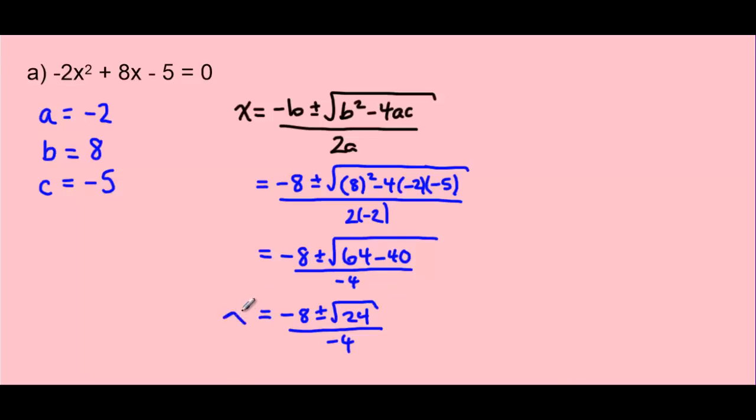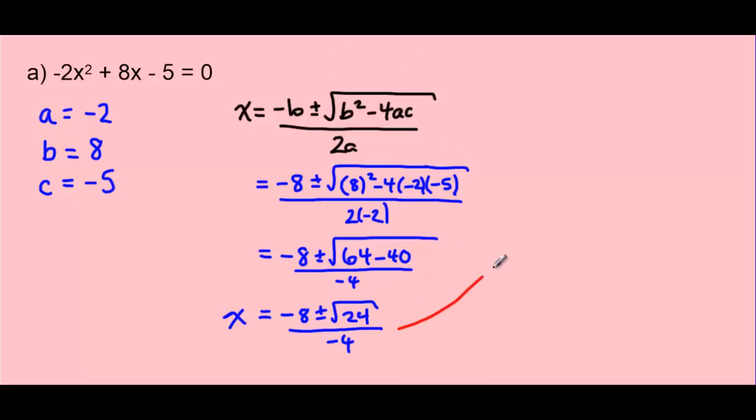x equals negative 8 plus or minus the square root of 24 all over negative 4. Now in grade 10 you would have left it like this as an exact answer, or you would have found an approximate answer by figuring out what the square root of 24 was and then figuring out your two solutions from there. But what we're going to do is simplify this radical number, the square root of 24, because we know how to do that. So let's do that right now.